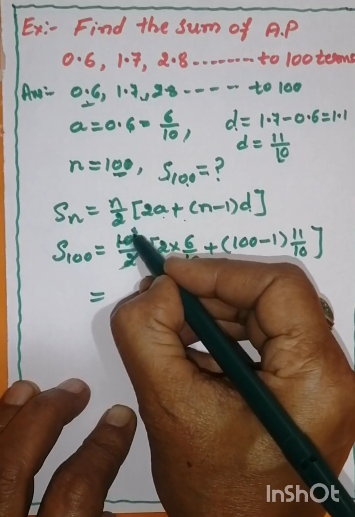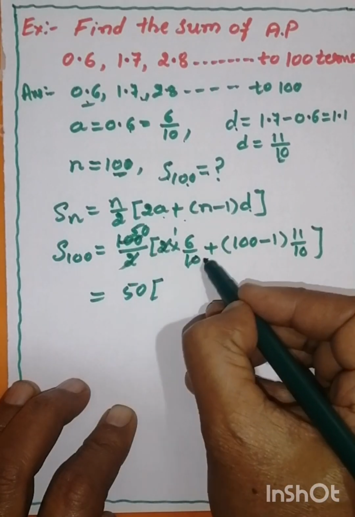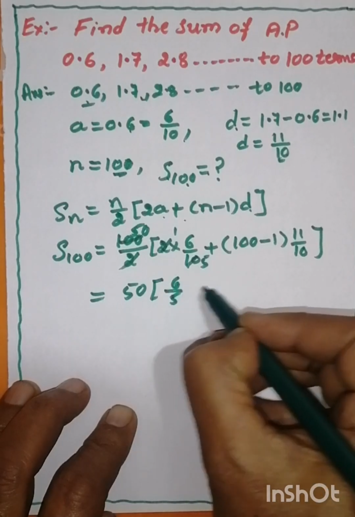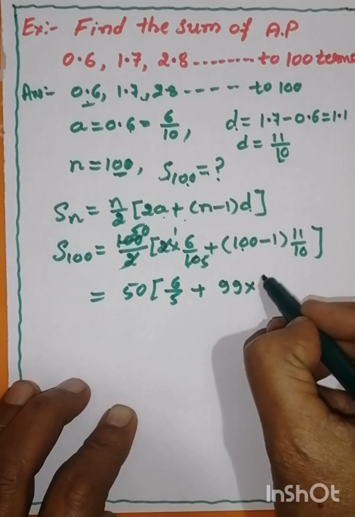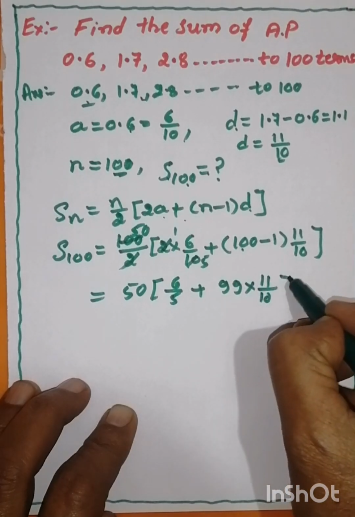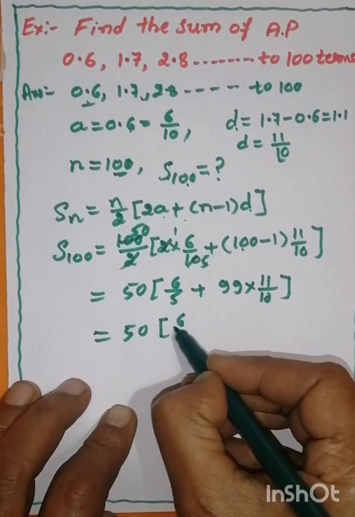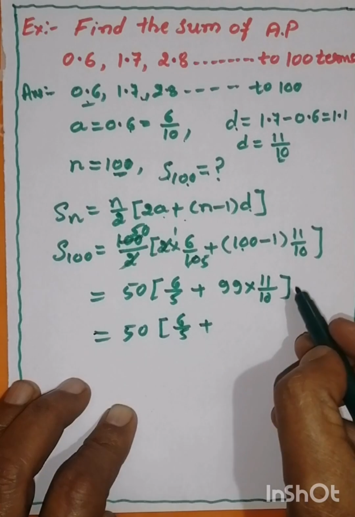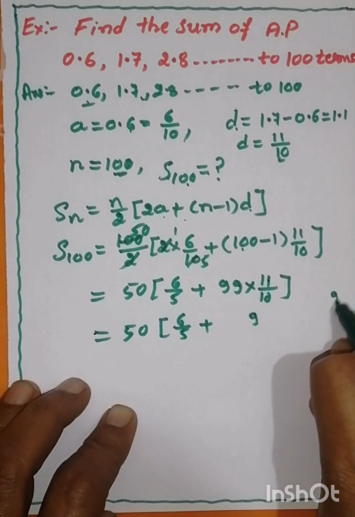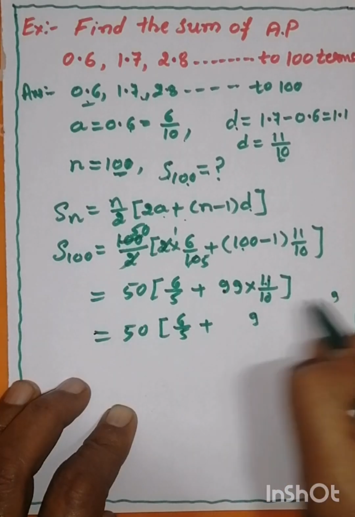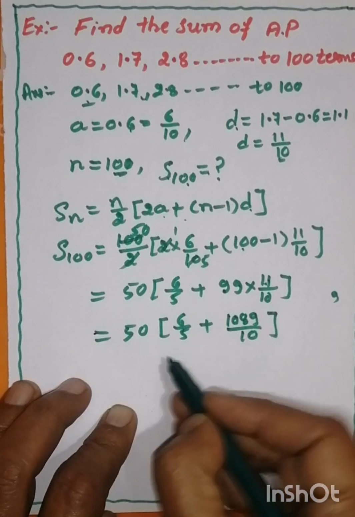100 divided by 2 is 50. Here 2 1s are 2, 2 5s are 10, so 6 by 5, plus 100 minus 1 is 99 into 11 by 10. This equals 50 into 6 by 5 as it is, plus 11 9s are 99, carry 9, 11 9s are 99 plus 9 is 108, divided by 10.